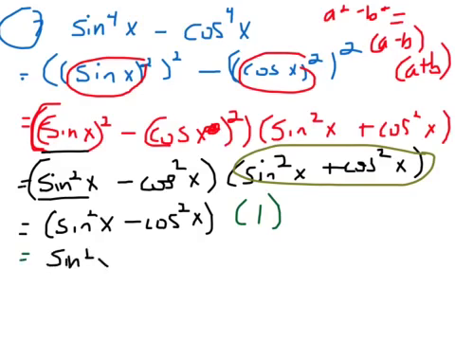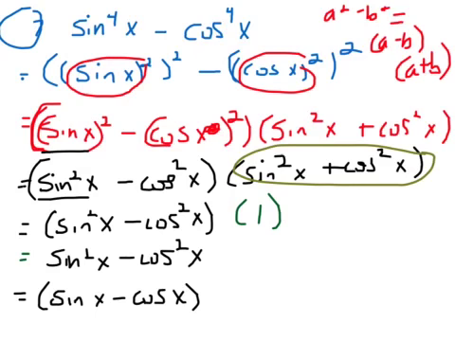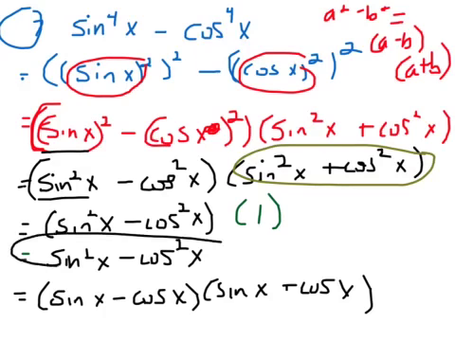sine squared x minus cosine squared x. Oh, but that factors. That factors into sine x. That's the difference of two squares too. I could keep factoring. That would be sine x minus cosine x times sine x plus cosine x. Honestly, I would think stopping here would be good.